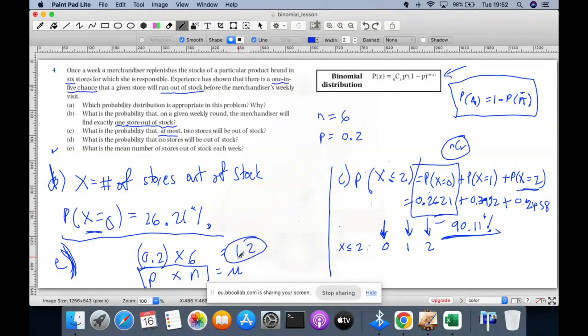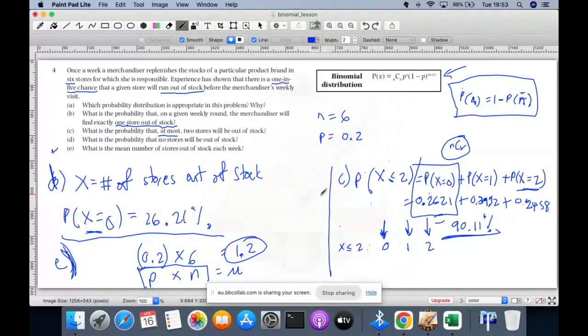Even though there's a decimal and you can't really have 1.2 stores, the average does mean it's just over 1. So it doesn't mean you have to actually use that 0.2 physically, but it means that's your average amount out of 6 stores. Are there any questions on this? This is basically the binomial distribution.